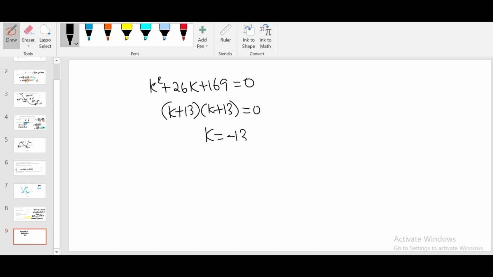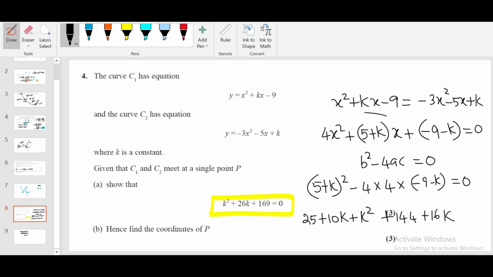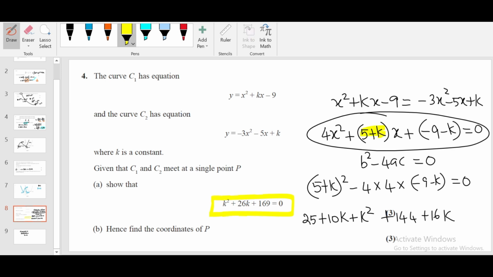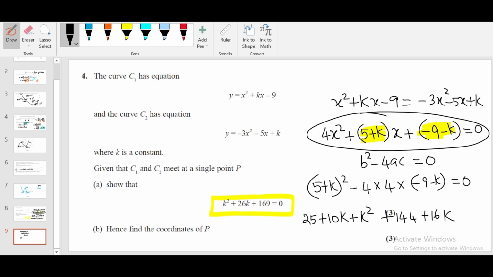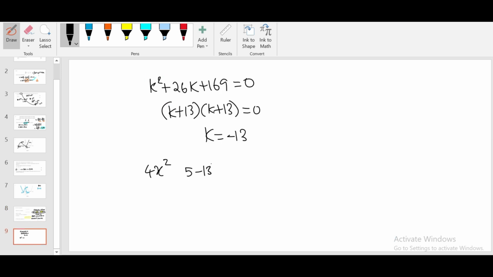So using this value of k, you need to solve this quadratic equation by substituting the value of k, minus 13. So this becomes 5 minus 13, and minus 9 minus k. The question got 3 marks actually. So it's going to be 4x square and then 5 minus 13, that is minus 8x, plus minus 9 minus k is equal to 0. So you'll get 4x square minus 8x plus 4 is 0.